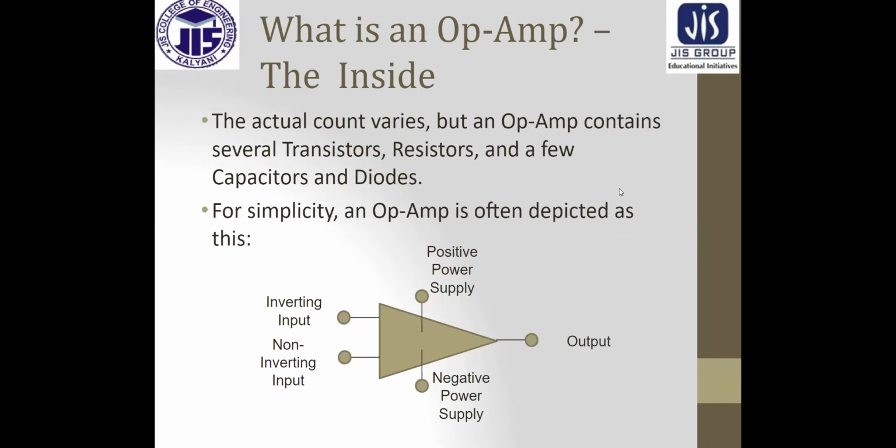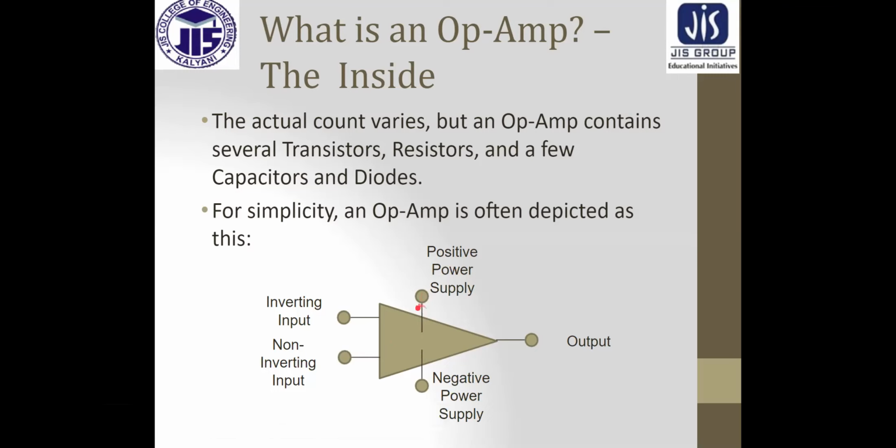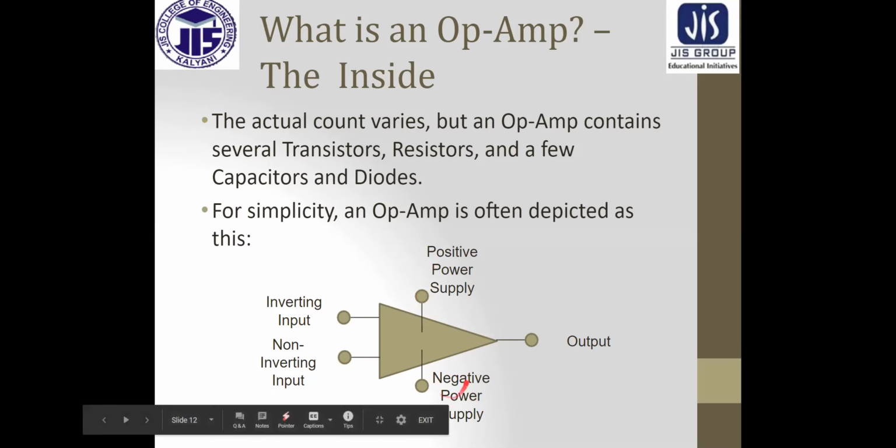What is an op-amp? Inside, the actual count varies, but an op-amp contains several transistors, resistors, and a few capacitors and diodes. For simplicity, an op-amp is depicted like this. These two are the inverting input and non-inverting input. This is the positive power supply, the negative power supply, and this one is the output. So this is actually an op-amp.